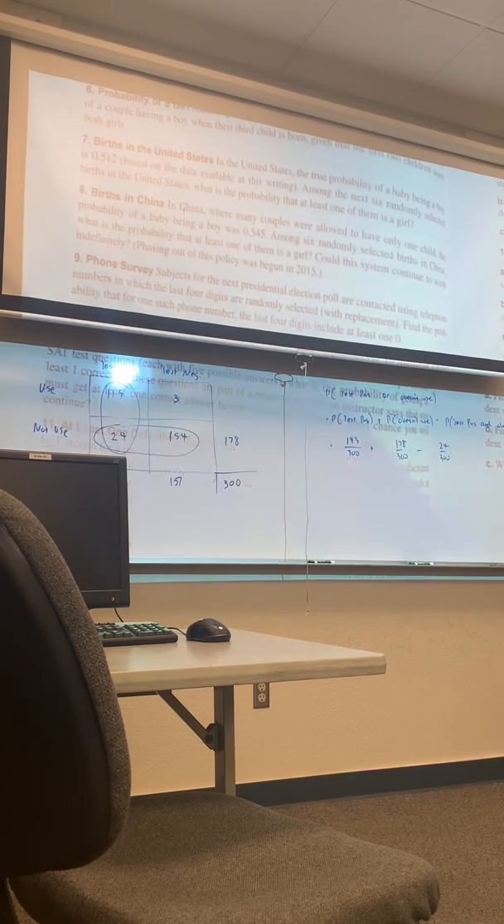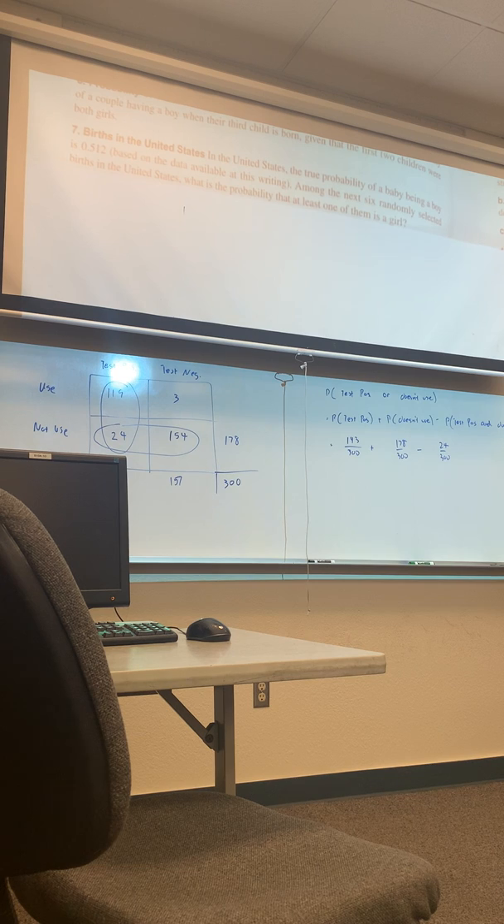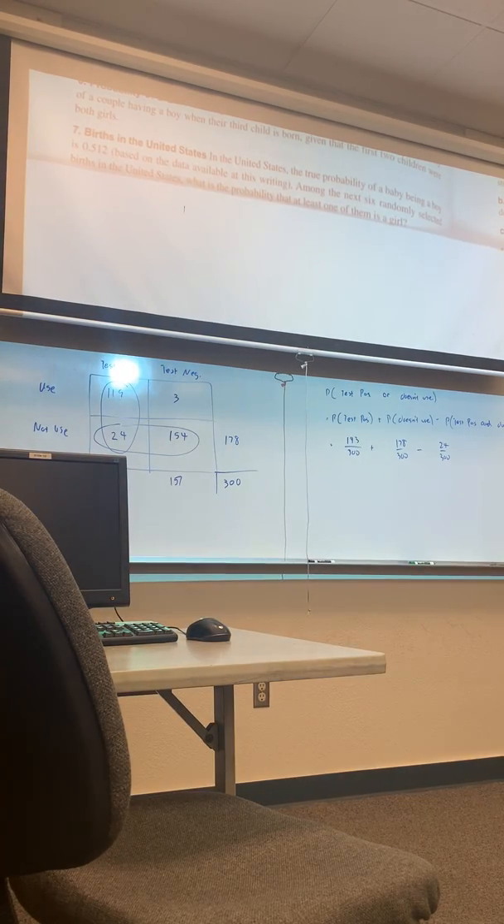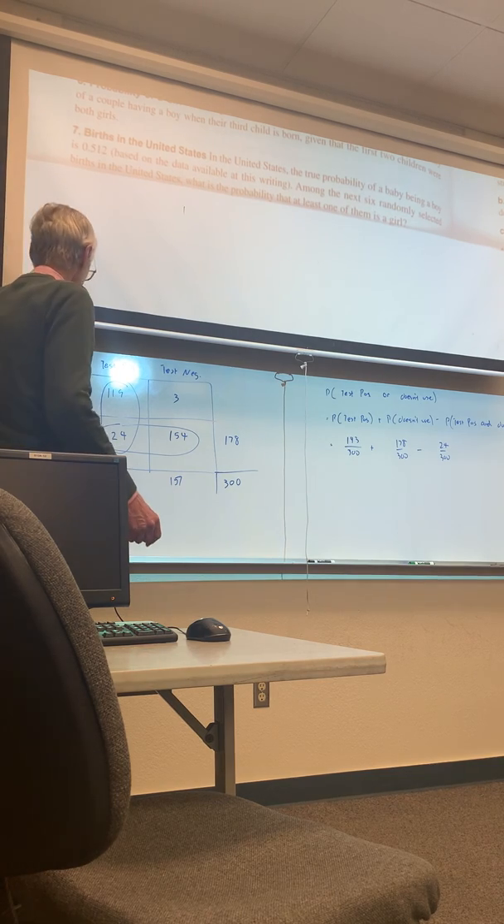In the United States, the true probability of a baby being a boy is 0.512. Among the next 6 randomly selected births in the United States, what is the probability at least one of them is a girl? Okay, so now you can do this the hard way, or you can do this the easier way. The hard way, you should do it directly.